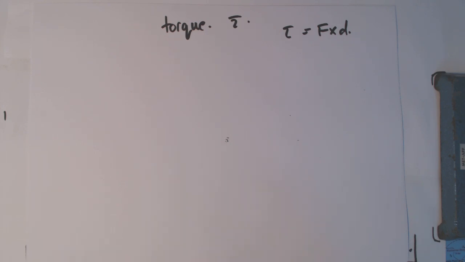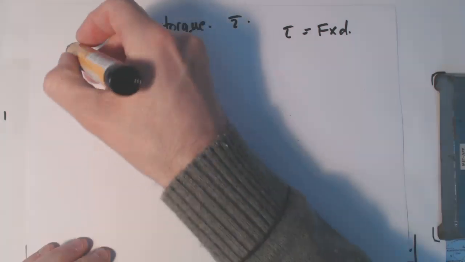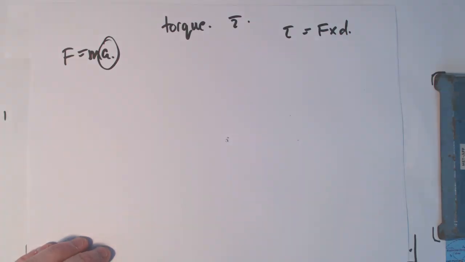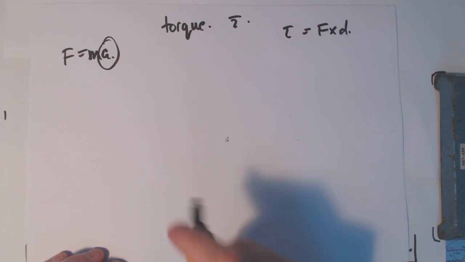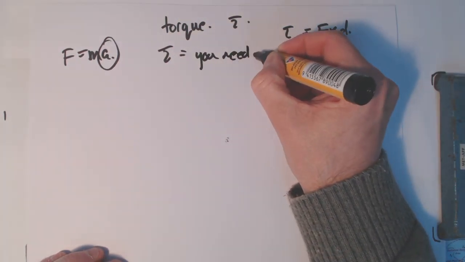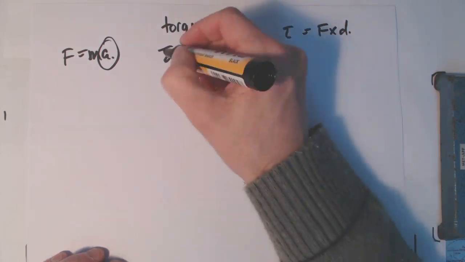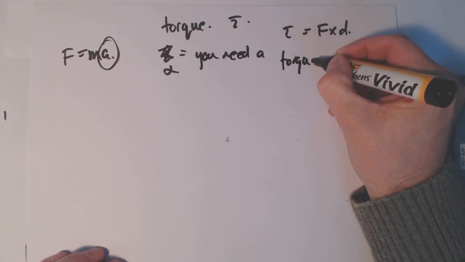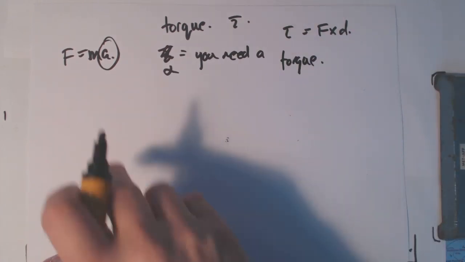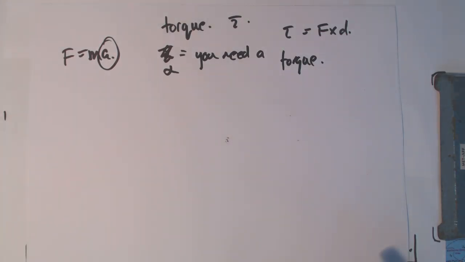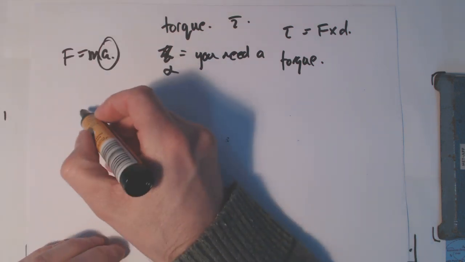Now, the thing about the torque is that, as we said with force, to get an acceleration, you need a force. To get an angular acceleration, you need a torque. No torque, no angular acceleration. No force, no linear acceleration. Important to remember that.